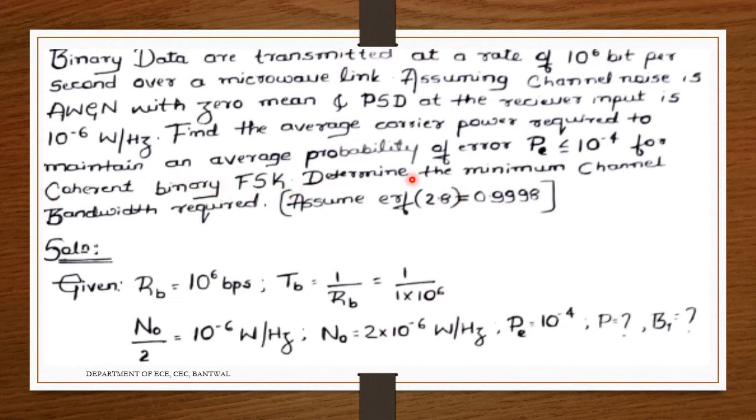So we need to find the probability of error. Determine the minimum channel bandwidth required. Assume the error function of 2.8 is equal to 0.9998.